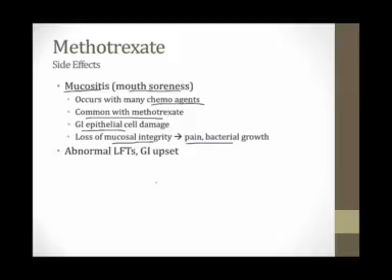In addition, methotrexate can also potentially cause hepatitis and abnormal LFTs. It can also cause GI upset, just like many chemotherapy drugs.